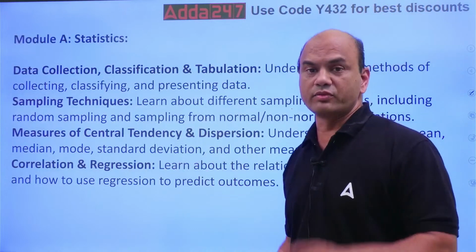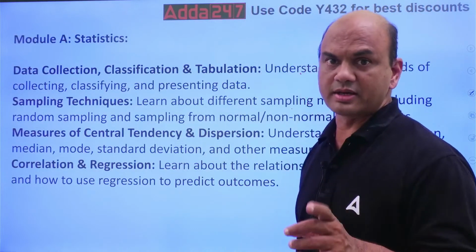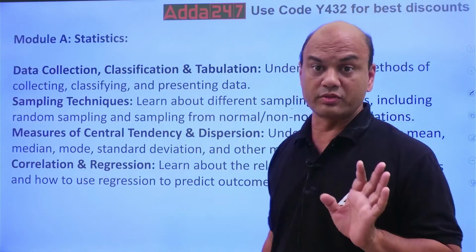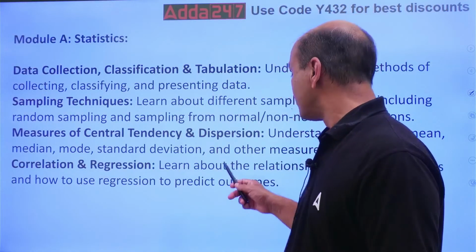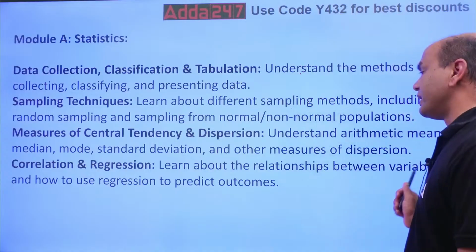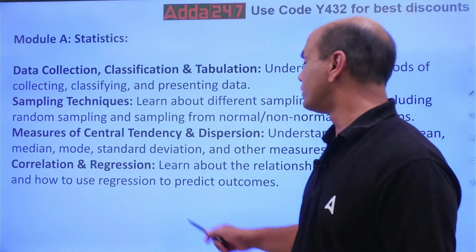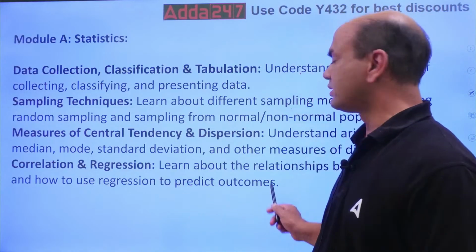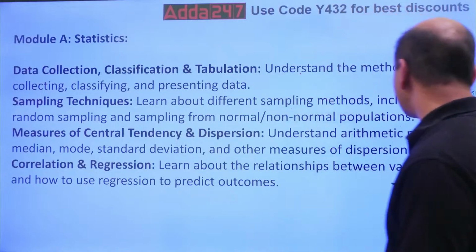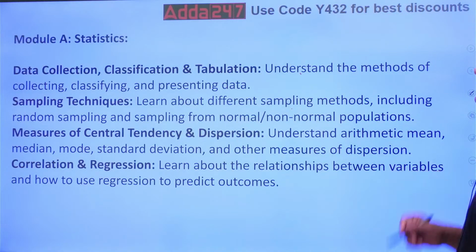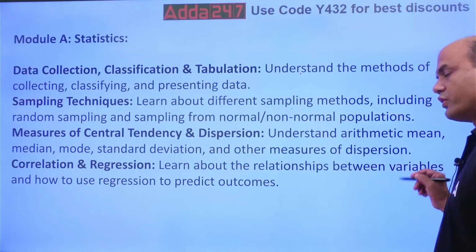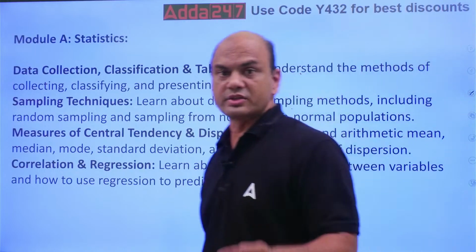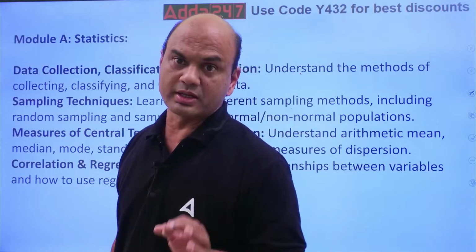Correlation and regression. One case study definitely there in your exam on correlation. 5 marks. Learn about the relationships between variable and how to use regression to predict the outcomes. See this, correlation between variables. Here this is called as R, coefficient of correlation. This you will have to study. You will have a 5 marks numerical on this.